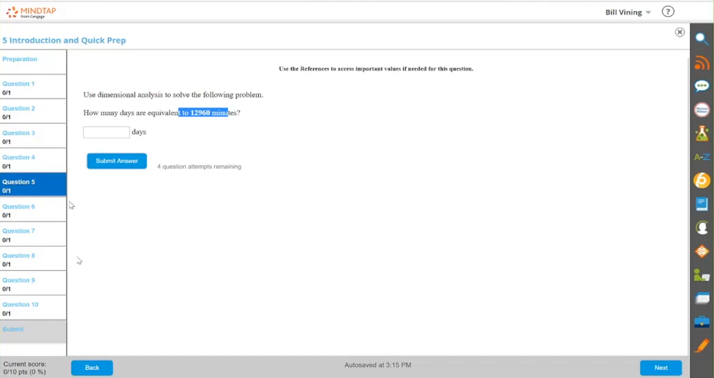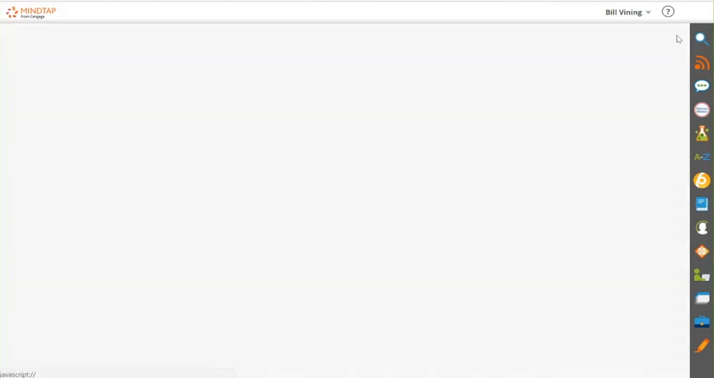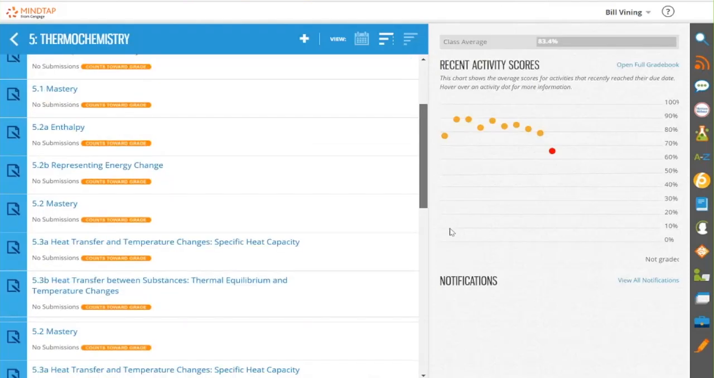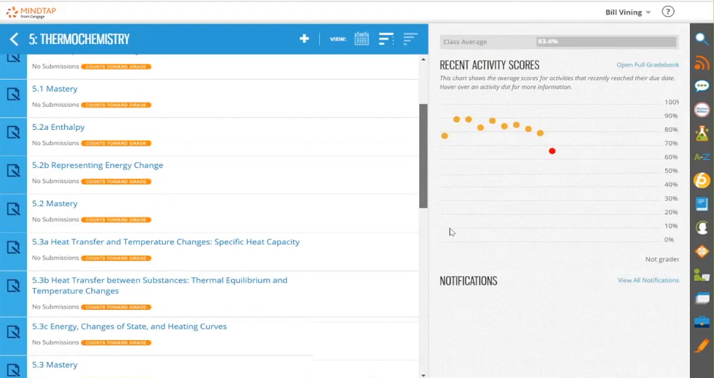So the students go through this introduction and quick prep and basically just refresh themselves about the kinds of things they need to know before they really do the information on this chapter. Then they actually start digging into the real content. I'll jump ahead to, let's say, section 5.3, which is about heat transfer and specific heat.